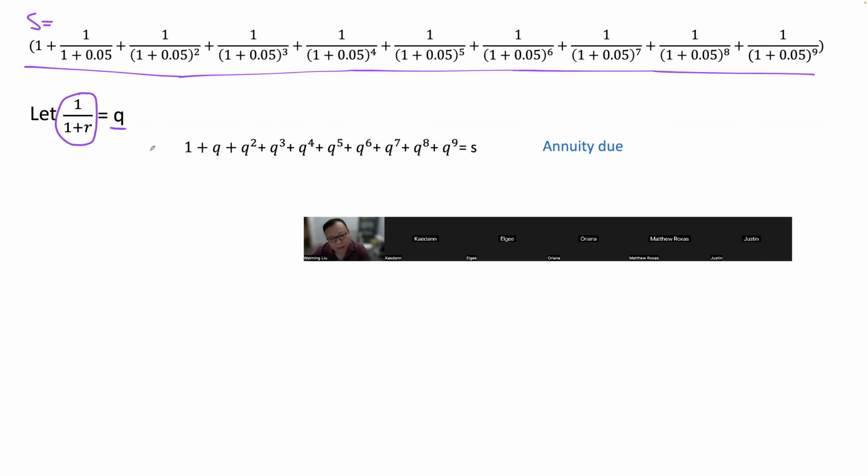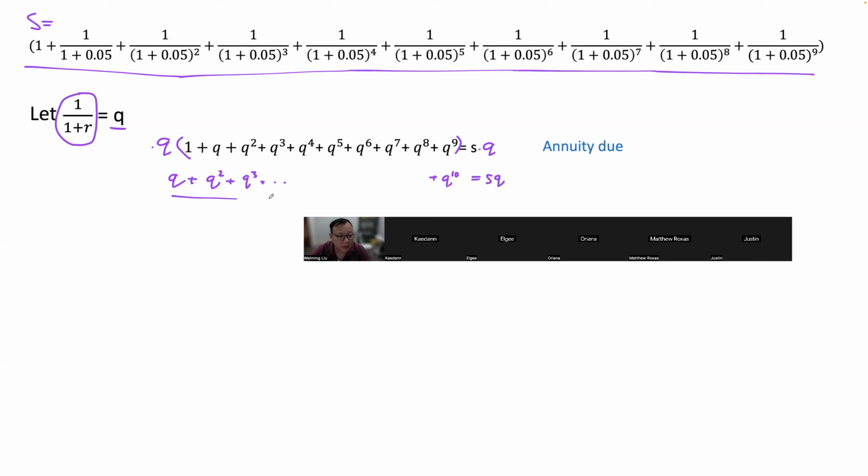Okay, so to solve this problem, we use a trick. We're going to set up the ordinary annuity equation by multiplying Q on both sides of this equation. I multiply Q on the left side, and I multiply Q on the right side. So the equation is still balanced when you multiply the same number on both sides. Then you can see that this side is actually an ordinary annuity: Q plus Q squared plus Q to the power 3, and then you keep adding, and the last term is Q to the power of 10. And that equals SQ.